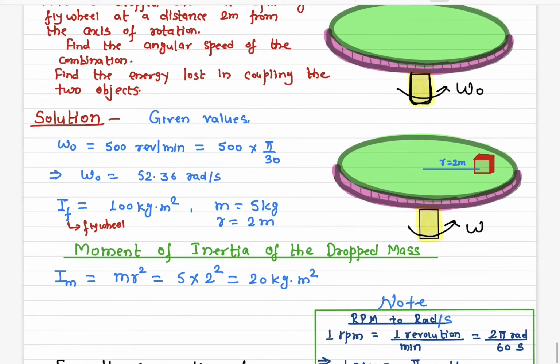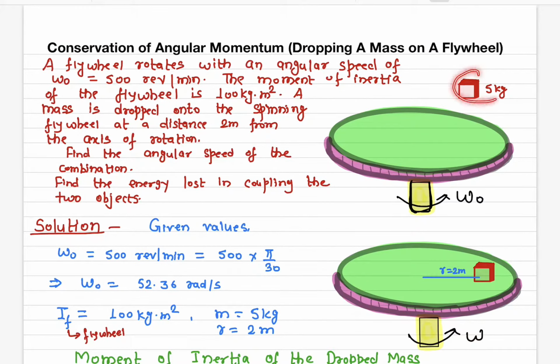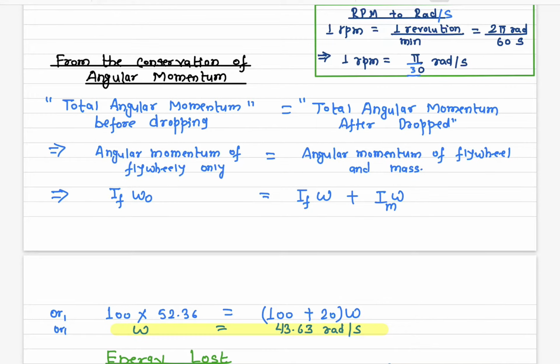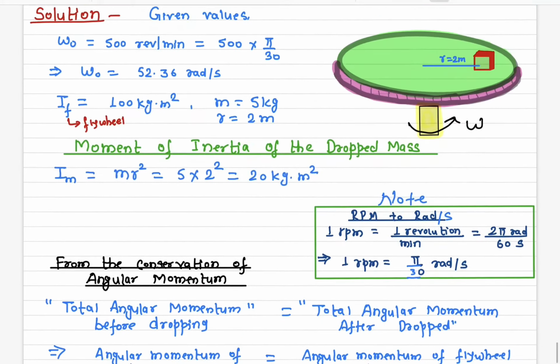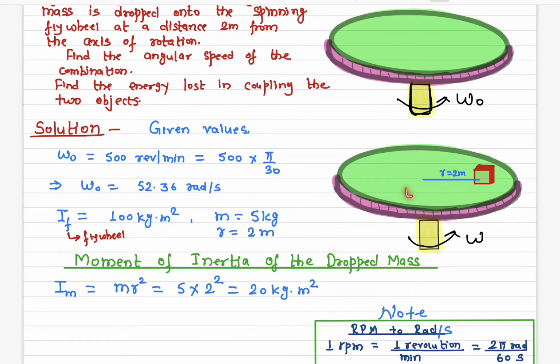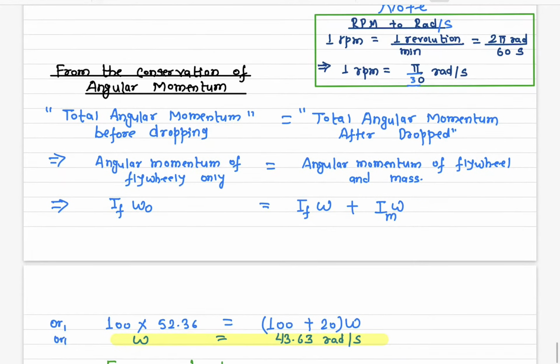Before the mass is dropped, it was not spinning. The only thing that is spinning or revolving was the flywheel. So only the spinning disc, the flywheel, has angular momentum. The mass has no angular momentum before it is dropped. So this is the angular momentum of the flywheel only. But once the mass is dropped, both the flywheel and the mass start spinning, so both have angular momentum. So it says angular momentum of flywheel and mass.